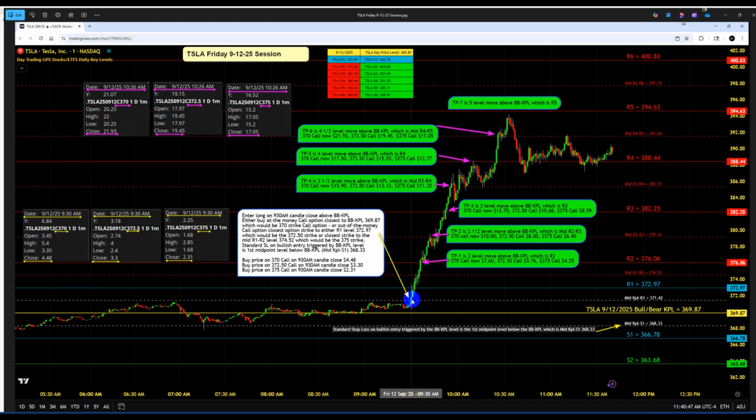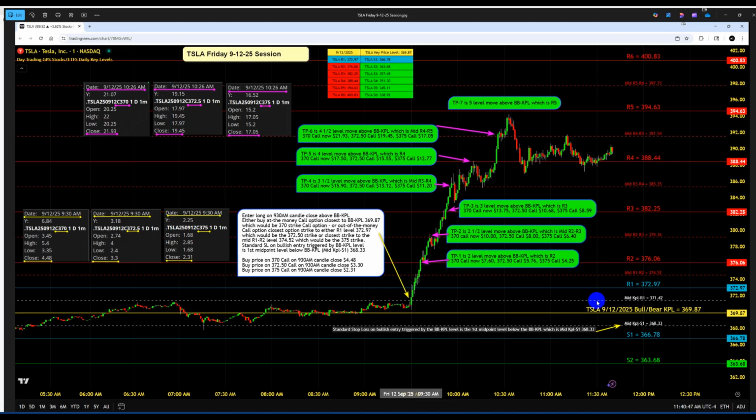If you're trading options, which is what we're looking at today, your first option would be taking an at-the-money strike on the strike closest to the entry level that the bullish signal is given from. In this case, that's the bull bear key price level of 369.87. So the closest at the money strike to that price is the 370 strike. Today these are 0 DTE options because Tesla options expire on Friday and today is Friday's session.